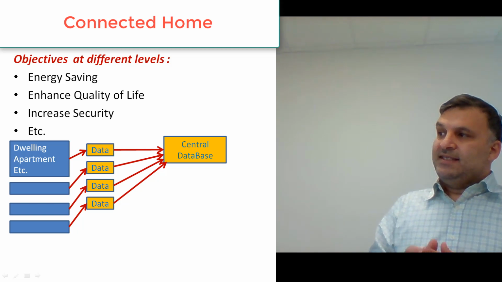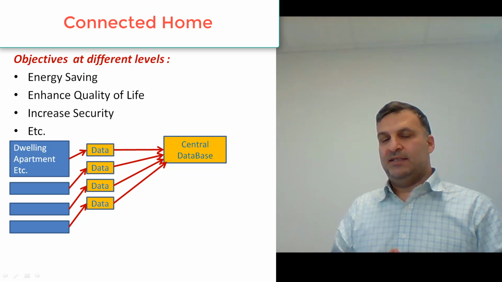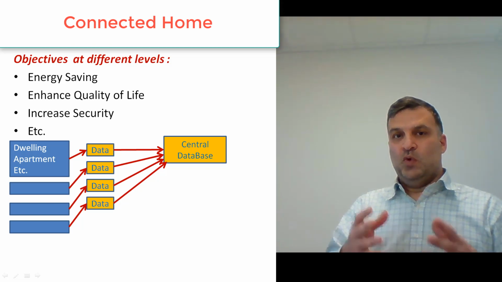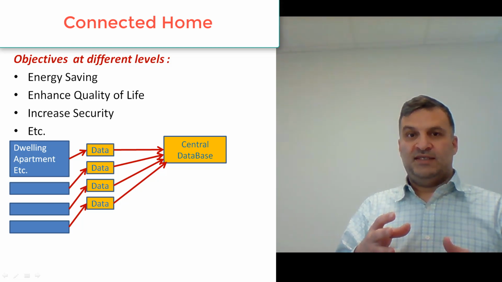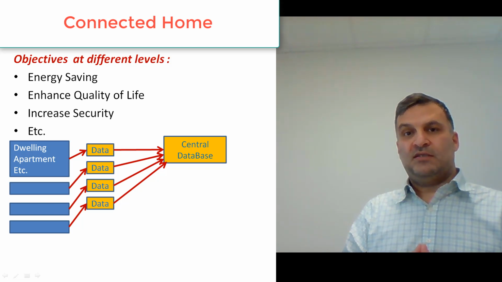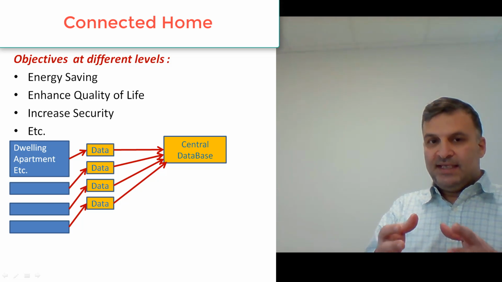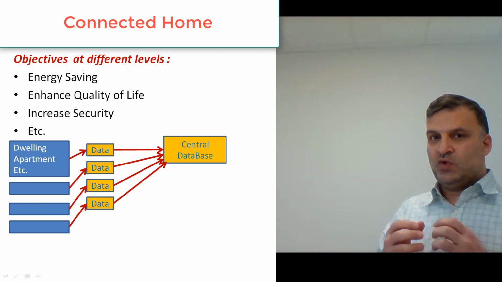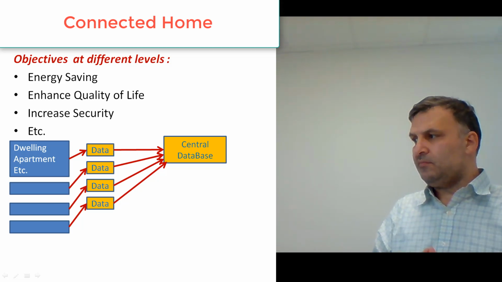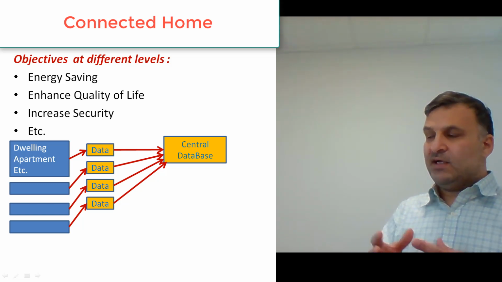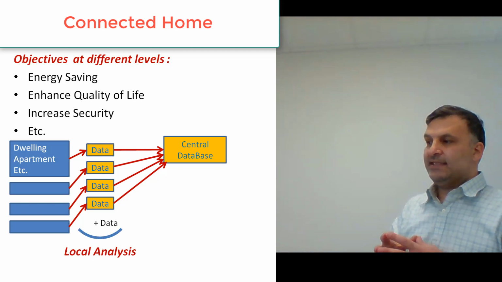We installed this system in many buildings, in some social housing, in some schools, in the university, in some houses of elderly people. The goal is to collect data. So collecting the data is the goal of this system. What is the goal of this data? It is to make local analysis.